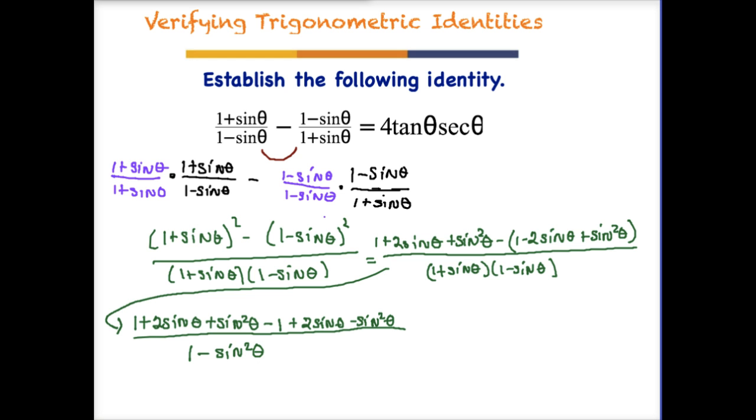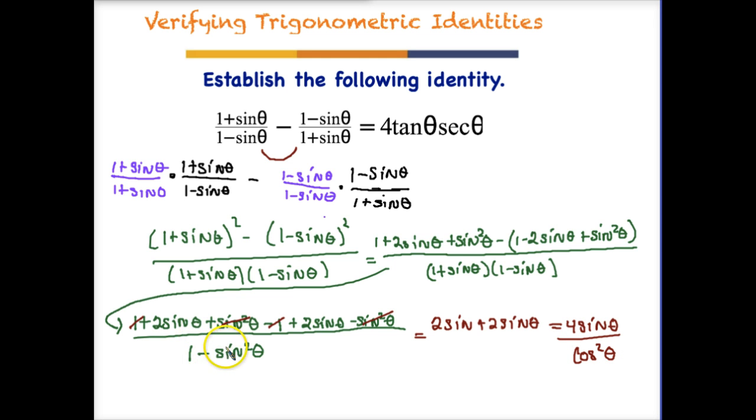Now we're in a position where we need to combine like terms. So let's see what we have. I can see right now that 1 minus 1 eliminates, and sine squared theta minus sine squared theta eliminate, and we're just left with 2 sine theta plus 2 sine theta, which we know is 4 sine theta. And then we can look at our denominator here and see that 1 minus sine squared theta is the same thing as cosine squared theta.